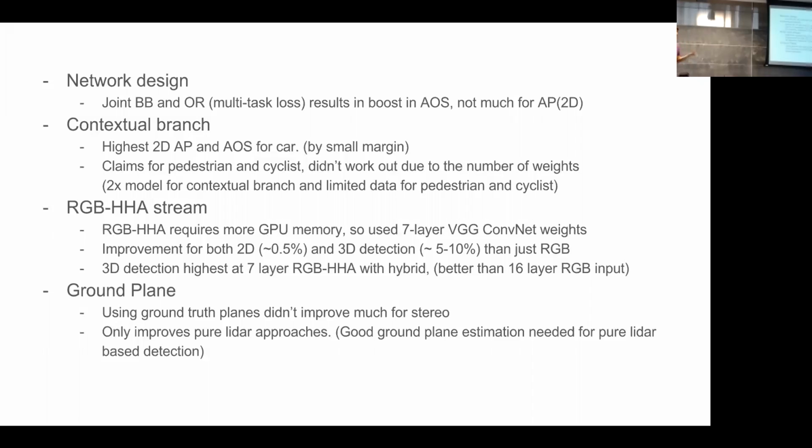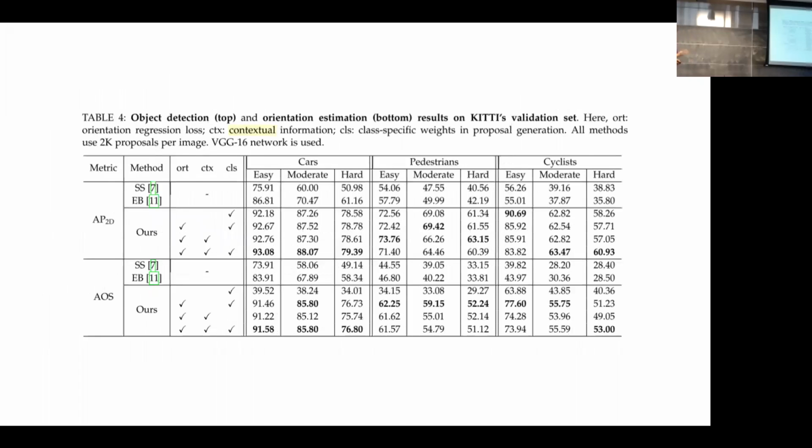Using the ground truth plane didn't improve much for stereo, but if one is considering doing object detection using pure LiDAR, they suggest having a very good ground plane estimation technique for the LiDAR itself, or for generating proposals as well. So, yeah, that was just a big one.